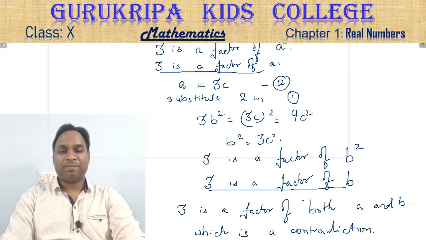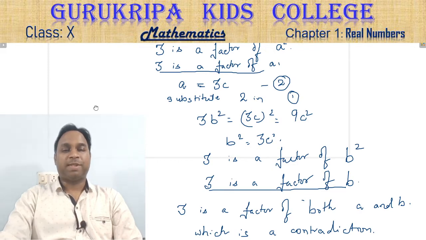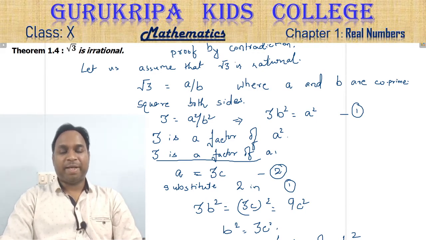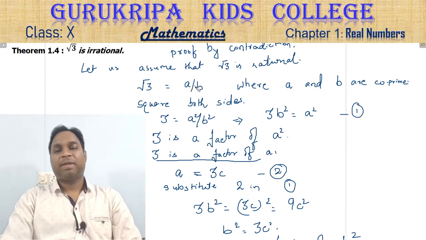Okay? Was it simple or difficult? See the flow of the proof once again. What do we do? We assume that the opposite is true. That means we assume that square root 3 is rational. When square root 3 is rational, we write square root 3 in the form a by b, the general form of a rational number, where a and b are co-prime. We have cancelled out everything that was common and we have got two co-prime numbers a and b.